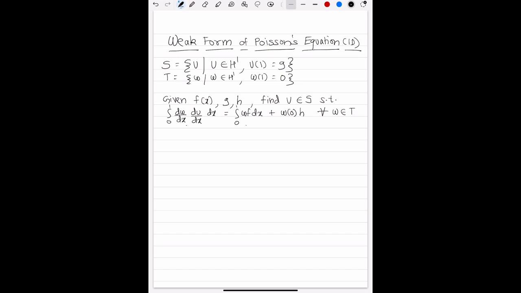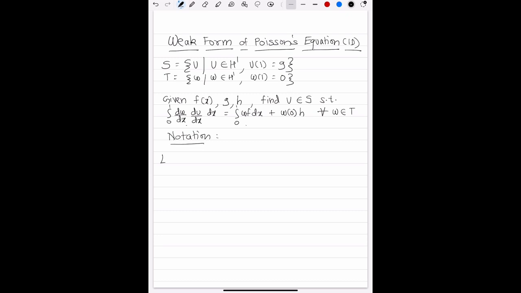In this lecture, we are going to discretize the weak form in order to solve the Poisson's equation using the finite element method. But before we do so, we are going to introduce some notation in order to write the weak form in a much simpler way. So here's the new notation that we are going to introduce.